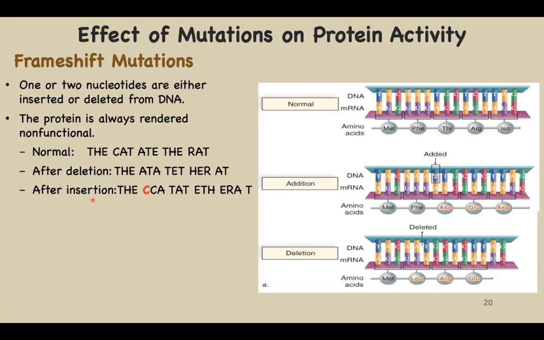Katakanlah kalau insertion pula. Dia tambah another C dekat yang cat ni. Dekat depan cat. Another C. So dia dah jadi pun lain. The, ka, tat, ra, era, tat. Okay. So dia dah jadi nonsense lah lepas tu. So this is frame shift mutation.